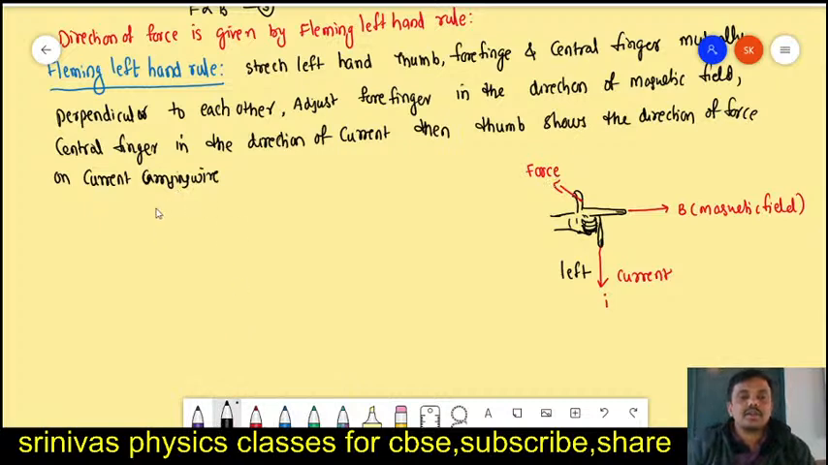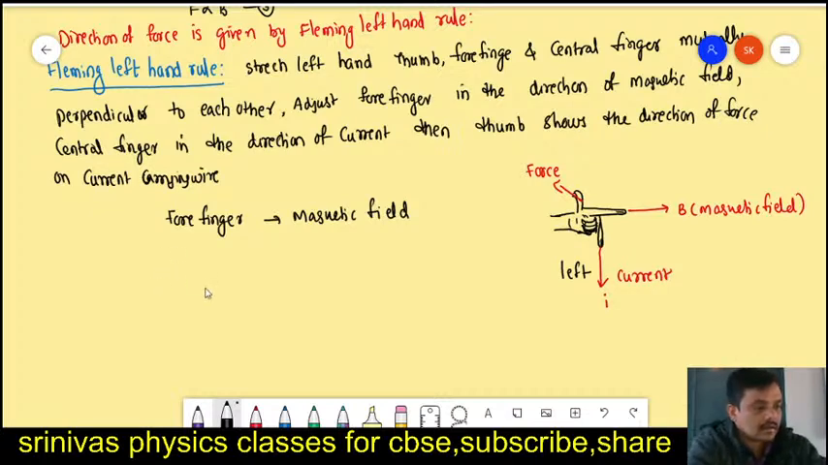What do we have to do here? The forefinger should be adjusted in the direction of the magnetic field. Forefinger is adjusted in the direction of the magnetic field.